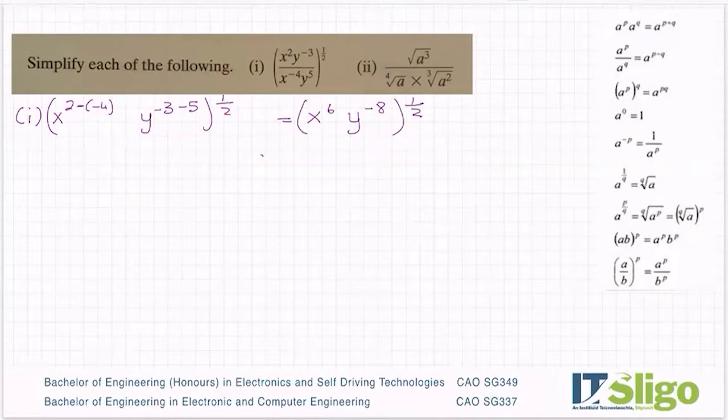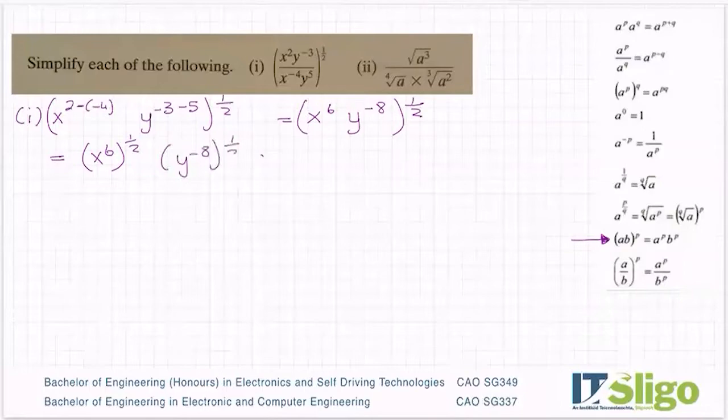Okay, and you keep going with whatever rule you see next. So then this is definitely this one. Okay, how do I know it's this one at this stage? Well, I have a single x term, I have a single y term. So that's as simplified as it can get inside. And so now I need to deal with the half. So this one here, basically it's telling me to apply the half to each term inside the bracket. So therefore I have x to the power of 6 to the power of a half, and I'll have y to the minus 8 to the power of a half.